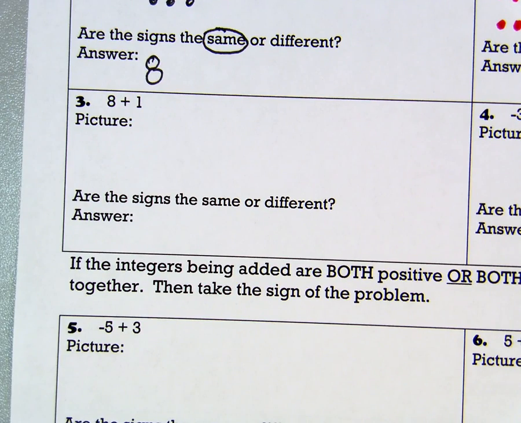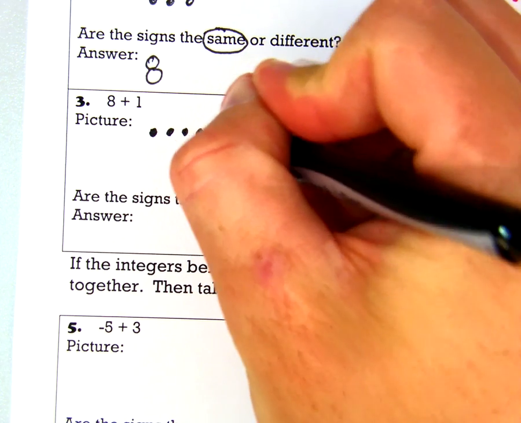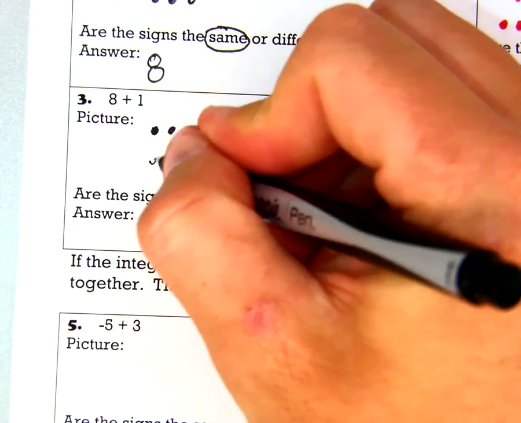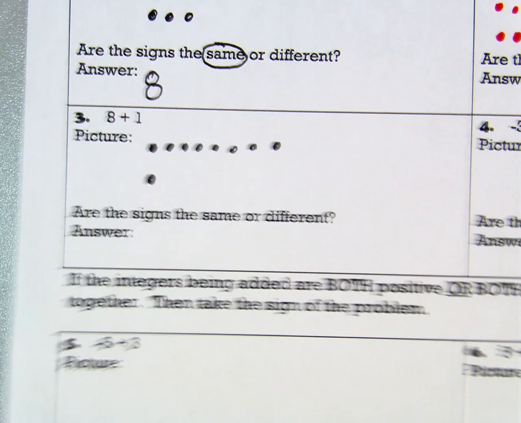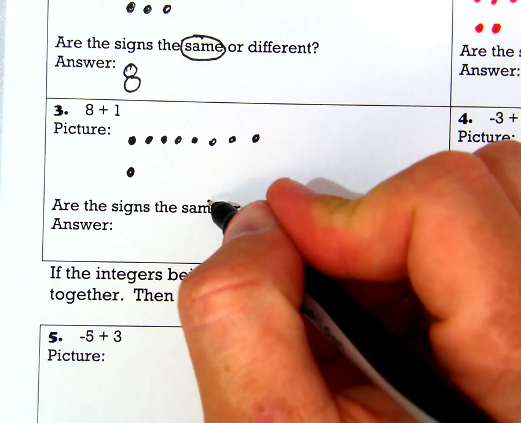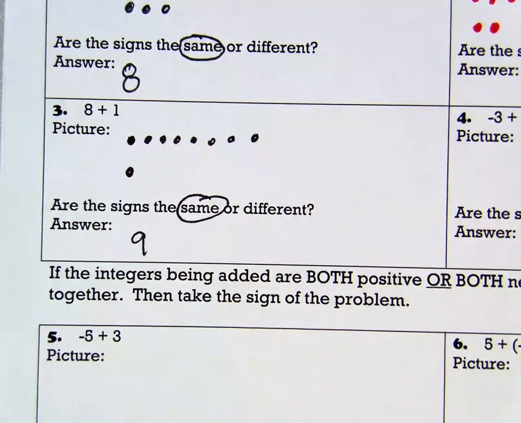8 plus 1. So I have 8 positives here. 1, 2, 3, 4, 5, 6, 7, 8. And then I have plus 1 more positive. So I have another one there. If I count all those up, I notice that they are all the same symbols, both positives. And I get an answer of 9.